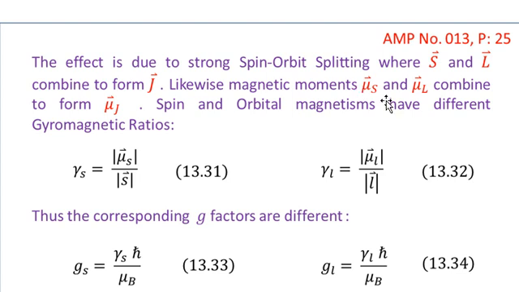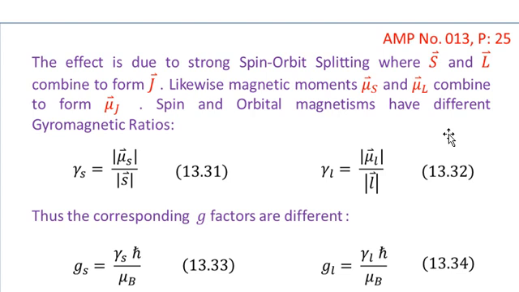Likewise, magnetic moments mu S and mu L combine to form mu J, where mu J is the total magnetic moment of the atom, mu S is the total spin magnetic moment of the atom, mu L is the total orbital magnetic moment of the atom. Because I am using capital notations and capital subscripts, it means that I am talking about an atom which has 2 or more valence electrons.